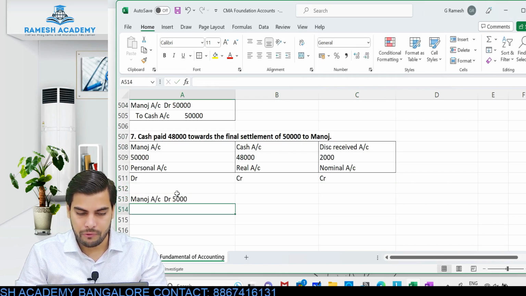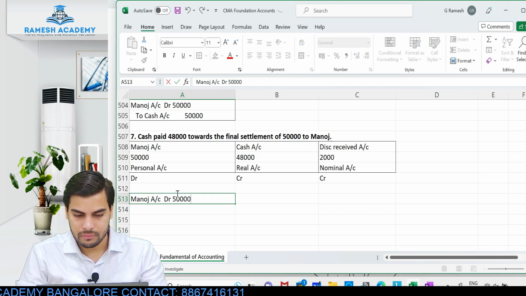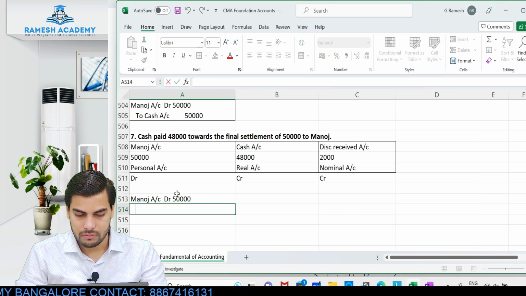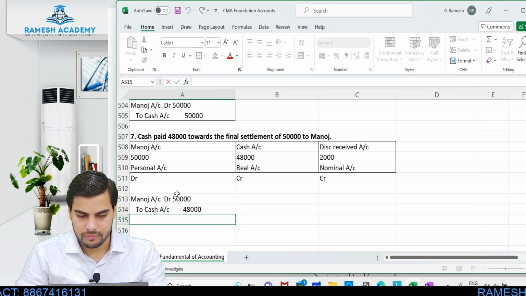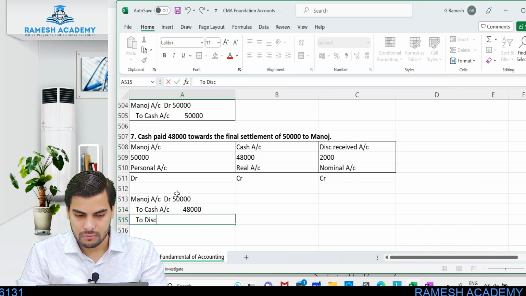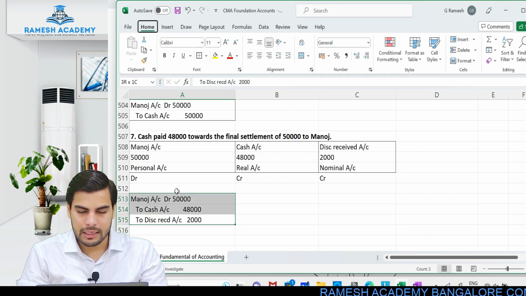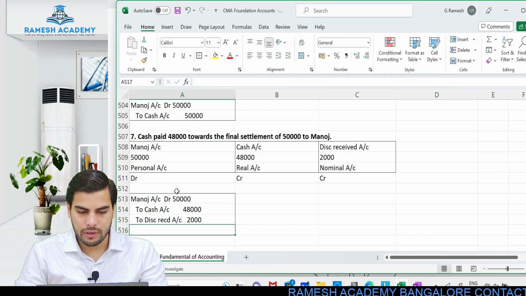Manoj's account debit 50,000 to cash account. How much cash am I paying? I am paying a cash of 48,000. To discount account, or you can call it discount received account. Anything is fine. To discount or discount received account 2,000.